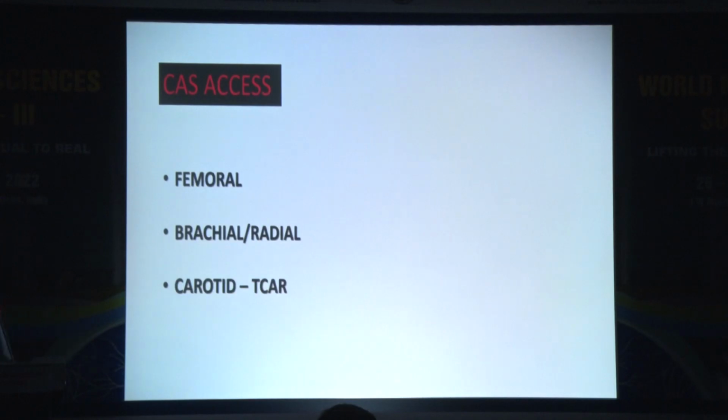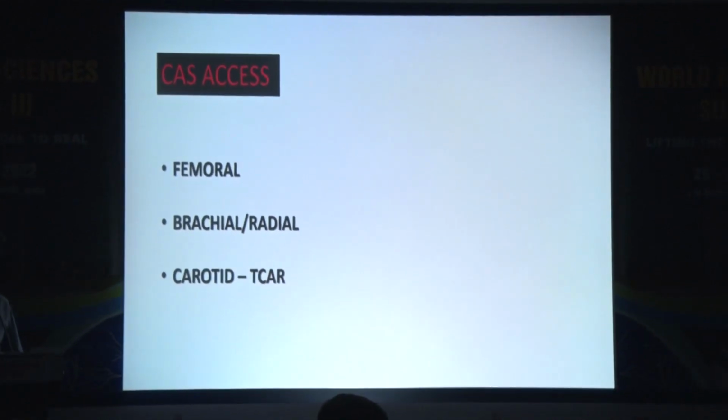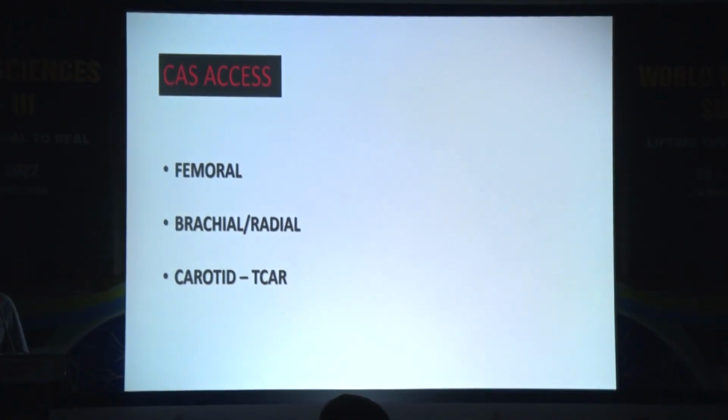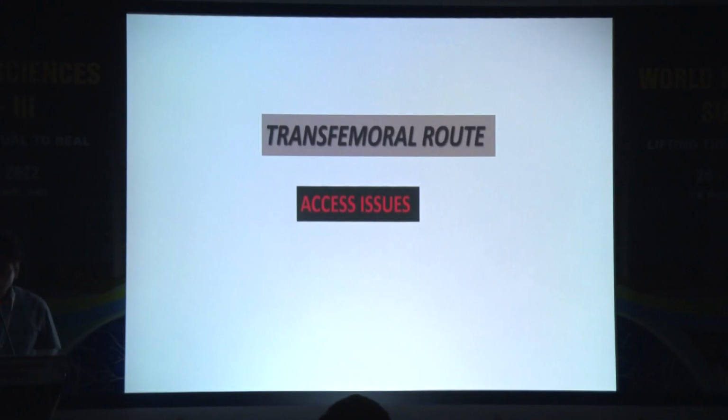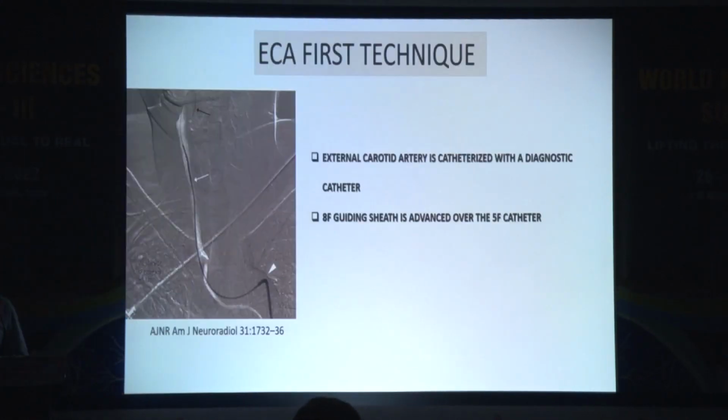So what about the access? We prefer to use a femoral access, but in some of the centers they have switched to a radial access, and in cases where there is severe atherosclerotic disease involving the femoral or radial or other side, we can also switch over to the brachial route or a direct carotid route. The transfemoral route is the most commonly used route.